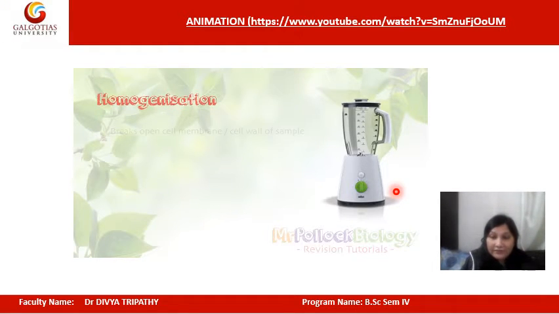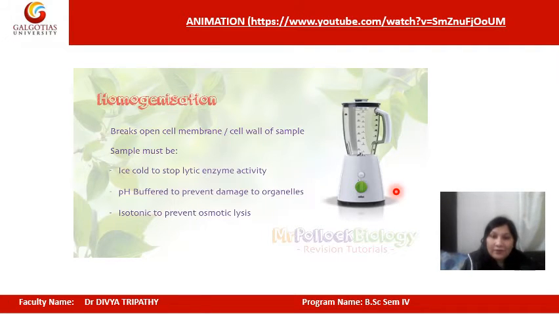This is a process in which we rupture the cell wall or cell membrane to isolate the cell organelles in a sample tube. To extract the cell organelles in a sample tube, the first step is to break open the cell membrane or cell wall of the sample. The sample must be ice cold to stop lytic enzyme activity.